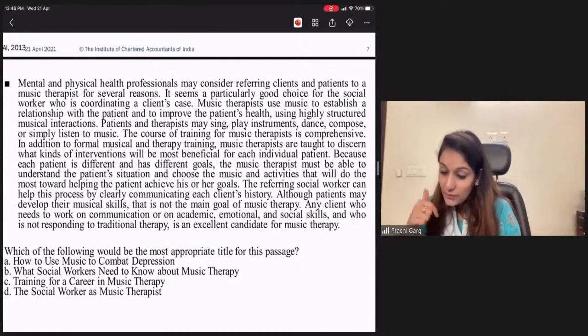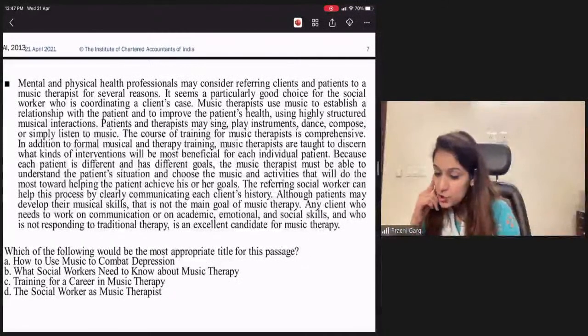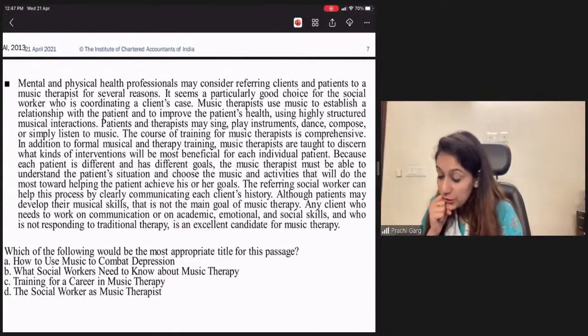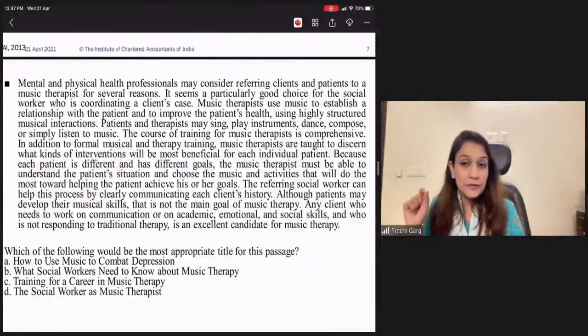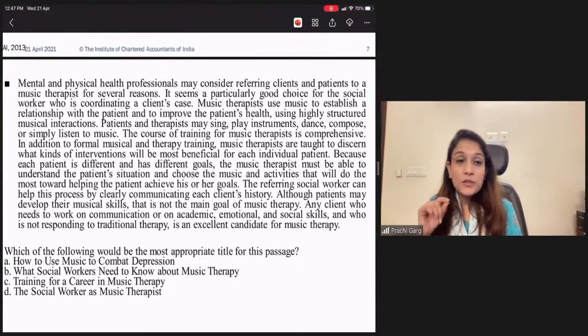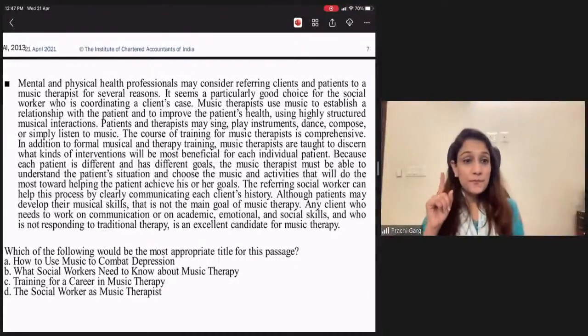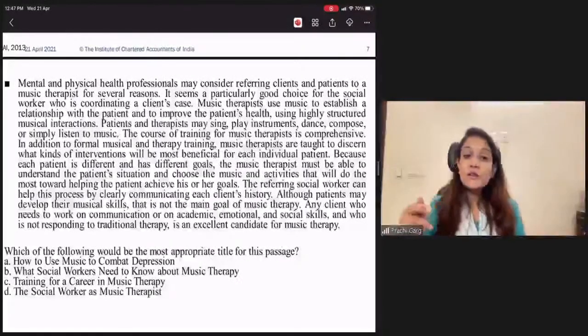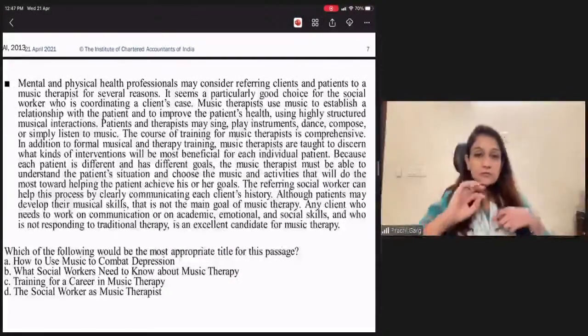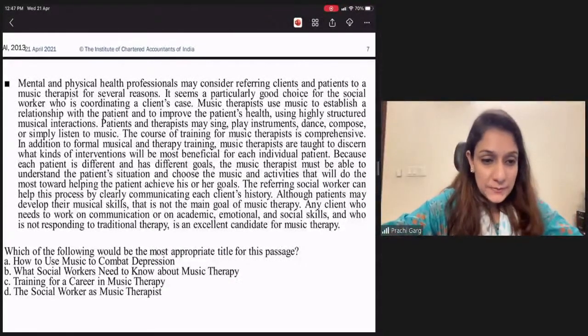All the patients may develop their musical skills. That is not the main goal of music therapy. Any client who needs to work on communication or on academic, emotional and social skills, who is not responding to traditional therapy, is an excellent candidate for music therapy. Which of the following would be the most appropriate title for the passage? Option 1, how to use music to combat depression. Option 2, what social workers need to know about music therapy. Option 3, training for a career in music therapy. Option 4, the social worker as music therapist. This is so easy. So easy. Tell me.